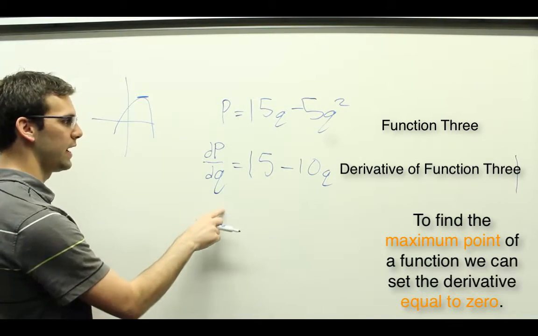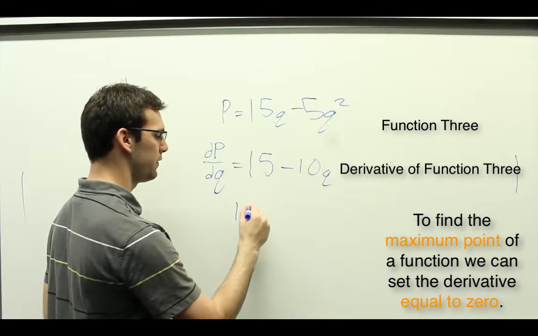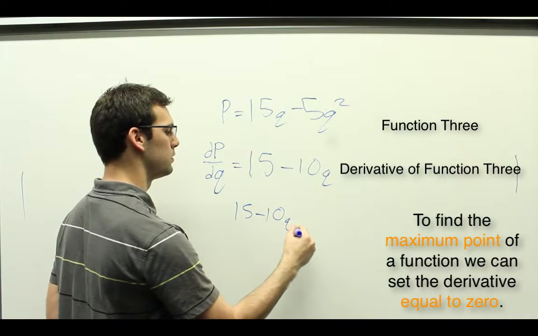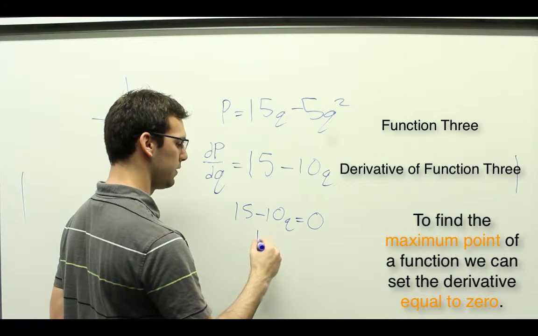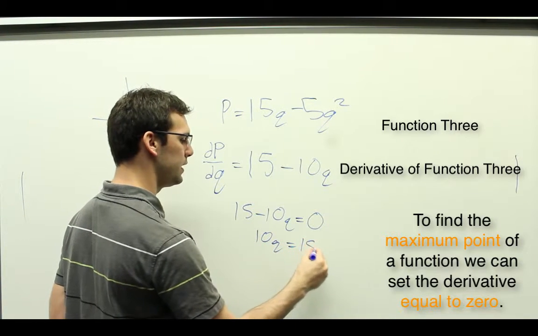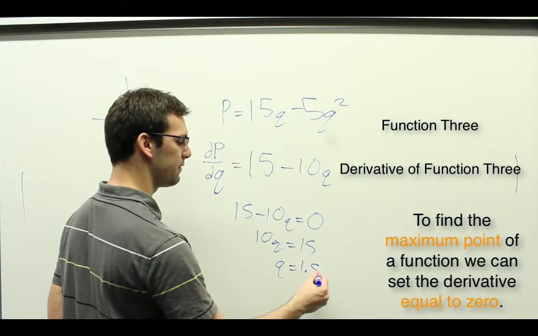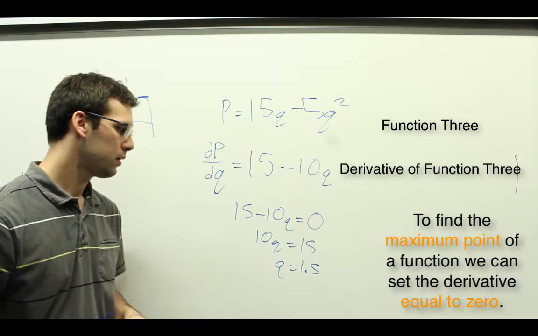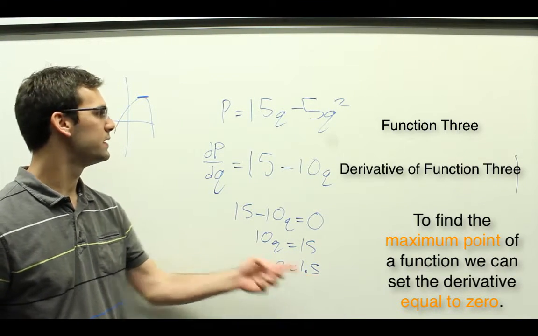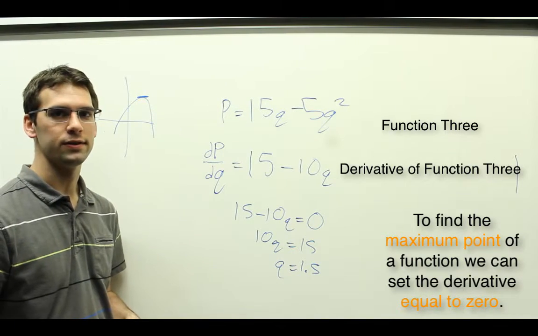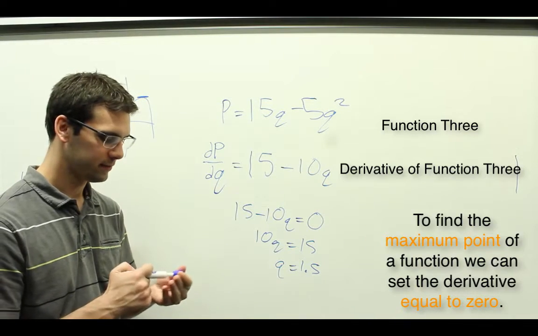So we could go ahead and find where this equals 0. We just set 15 minus 10q equal to 0. Then we have 10q equals 15, and so q equals 1.5. And what that means is that 1.5 is the maximum of this function. So you only want to make 1.5 units of our good.